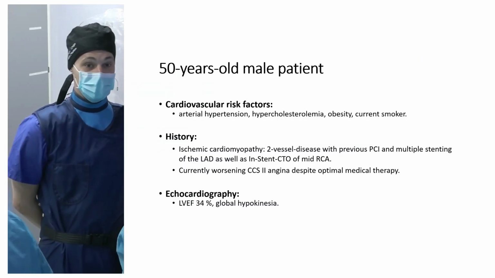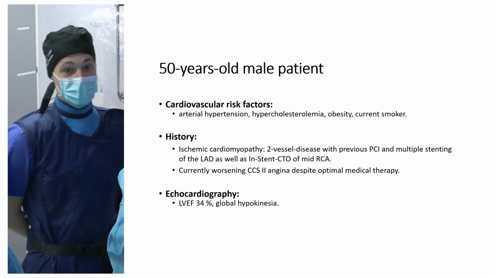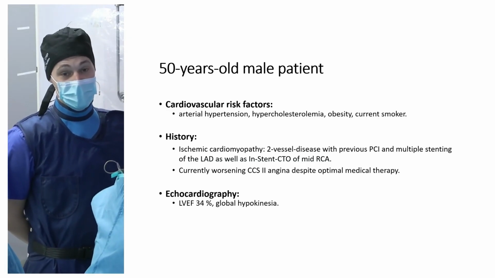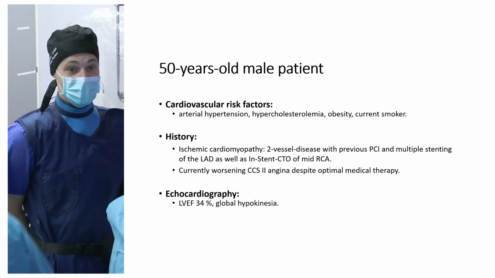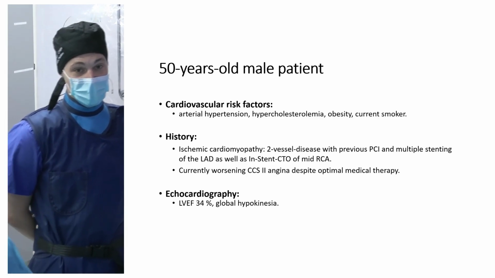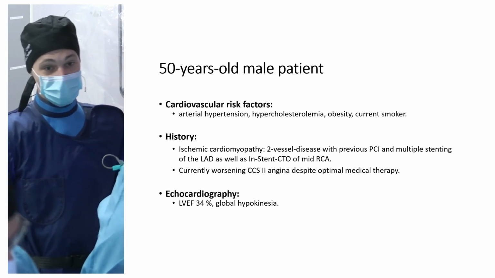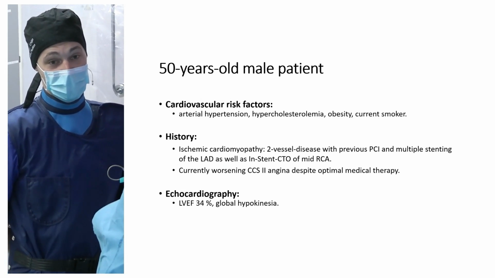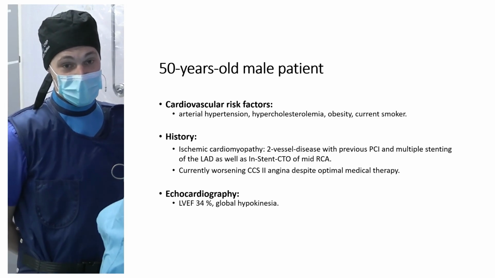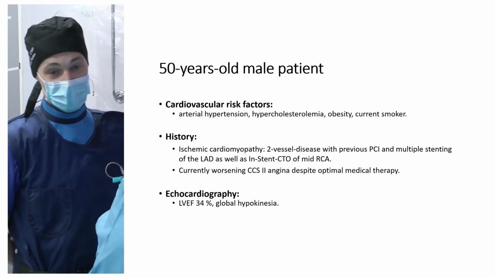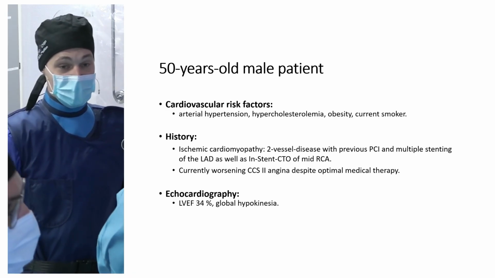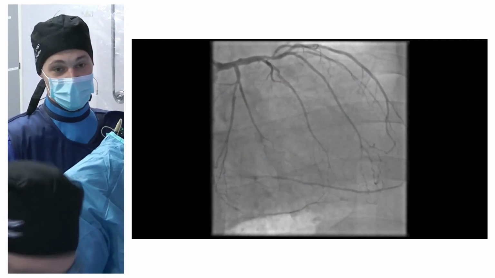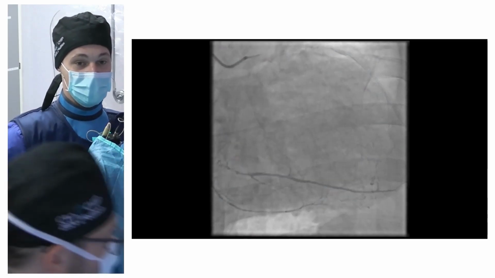This one is about a 50-year-old male patient with known ischemic cardiomyopathy and known two-vessel disease, who has had previous PCI and multiple stenting of the LAD and the RCA in the past. This patient also has a broad cardiovascular risk profile with arterial hypertension, hypercholesterolemia, obesity, and is currently smoking. What will be challenging is the reduced ejection fraction of 34%.